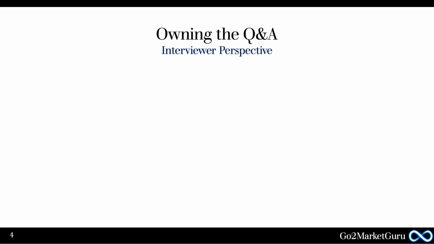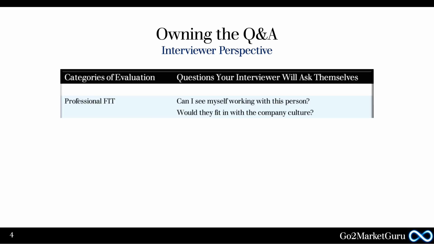Now I want to continue on the interviewer perspective, and I want to go through different categories of evaluation. These are questions that your interviewer is going to ask themselves when they're meeting you. There are 3 general types of questions. The first type is professional fit. Can I see myself working with this person in a professional environment? Would they fit in with the company culture? That's the first thing they're going to think to themselves. Would you even fit in professionally with the company?